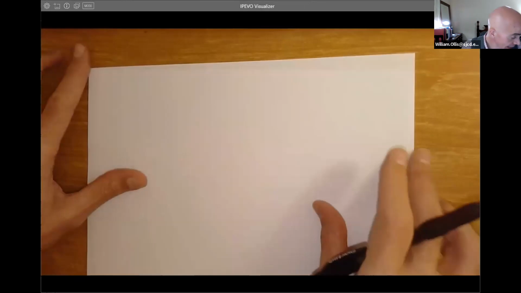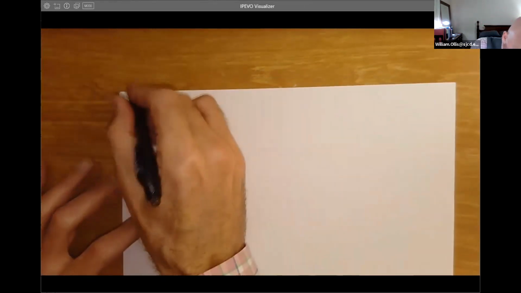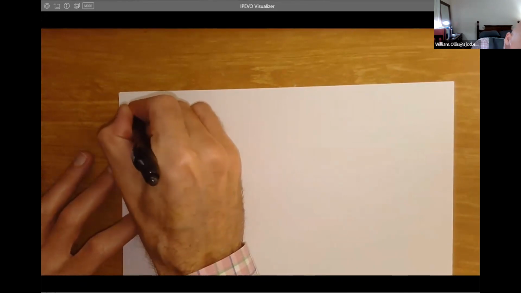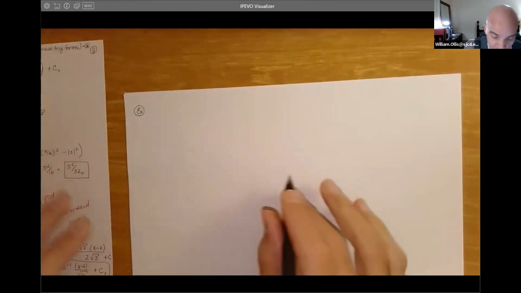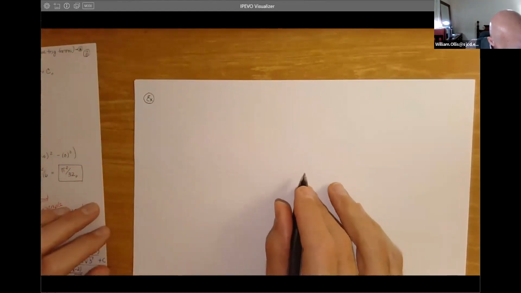So here's a simple example. Sometimes it just has new things in it, but it's really a calculus one exercise that we can do because we know some new derivative formulas. So let's look at this one.